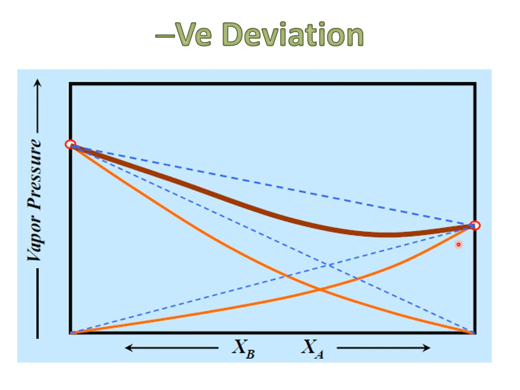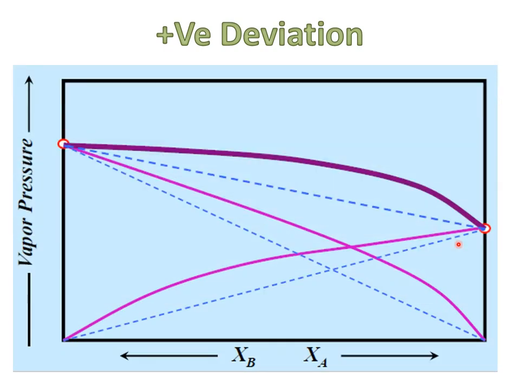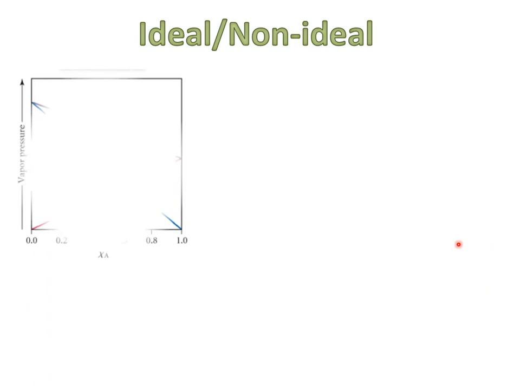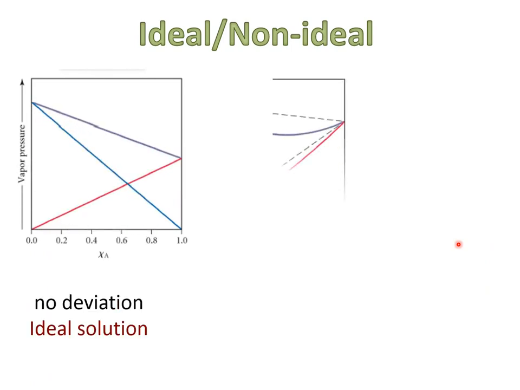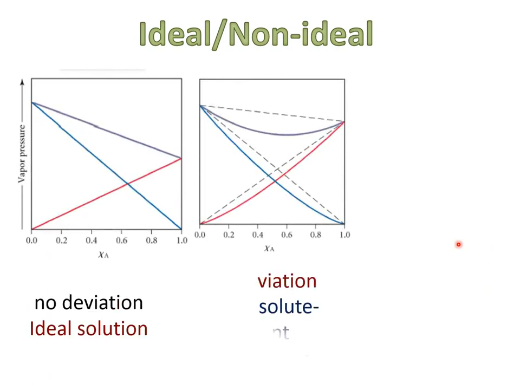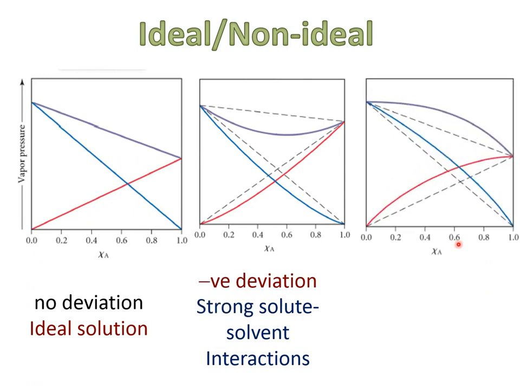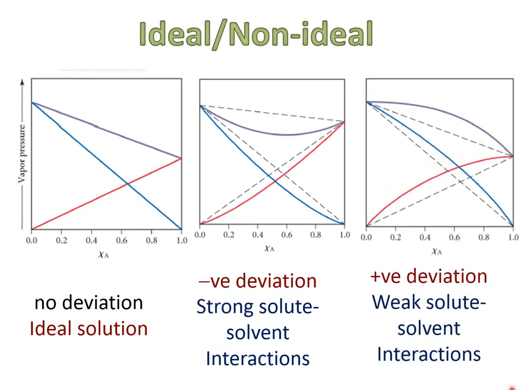To summarize this, this is the case of ideal solution, this is the case of negative deviation, and this is the third case of the positive deviation. Okay, so now we realized the different cases according to the vapor pressure composition diagram.